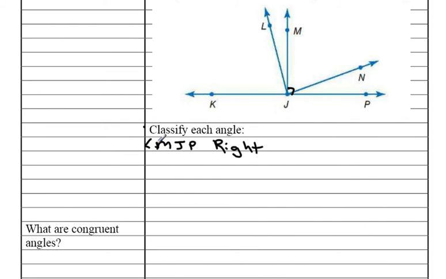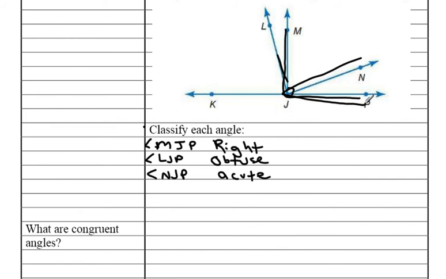Okay, go ahead and pause the video and see what you think angle LJP would be. Angle LJP is greater than 90. Here's the 90. LJP is greater than 90, so we would call it obtuse. And then finally, what do you think angle NJP would be? Pause the video and see what you get. And you should have had that NJP is acute. It is less than that 90 degrees.